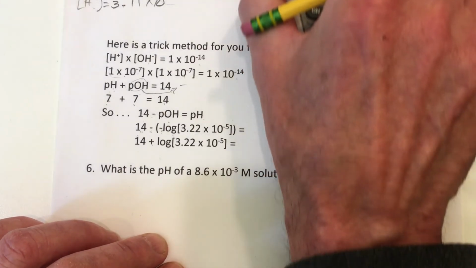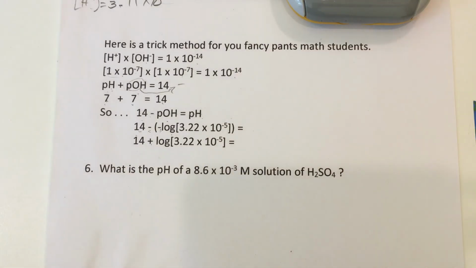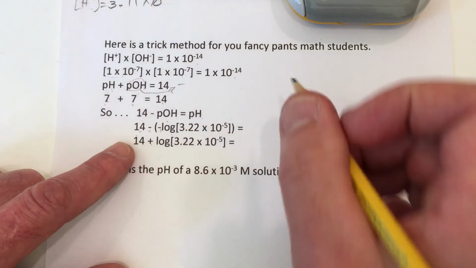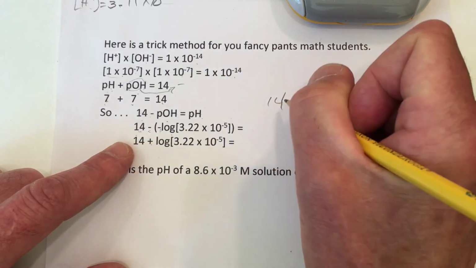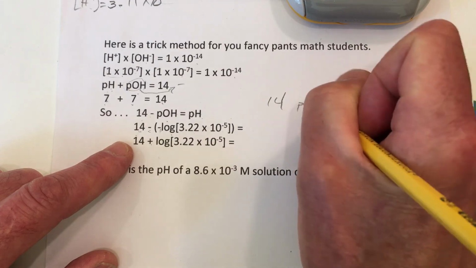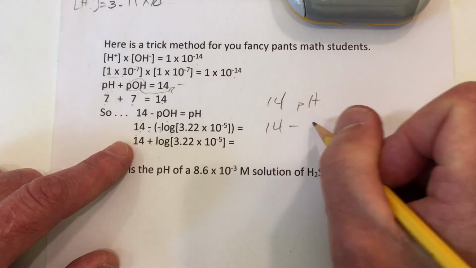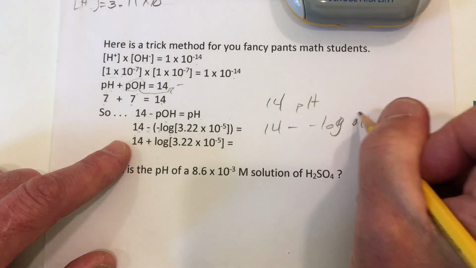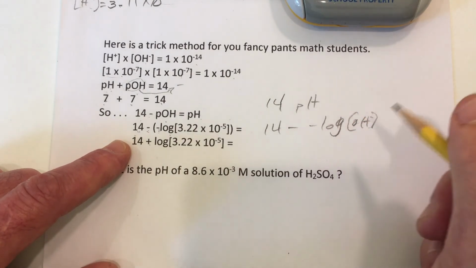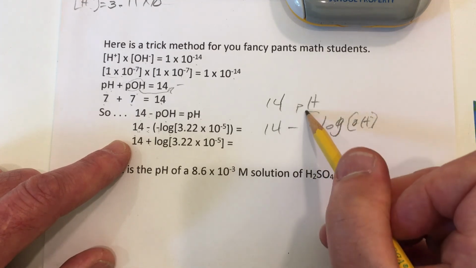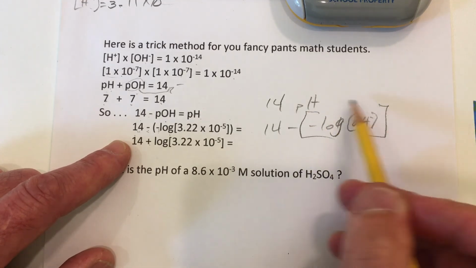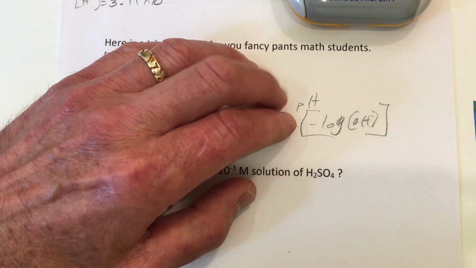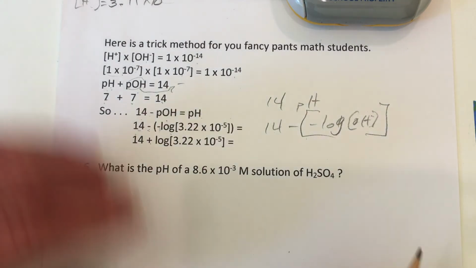All right. So kind of a fancy pants way to do that. If you'd like, you can just remember to do 14 minus pOH, which is 14 minus the negative log of the OH concentration. And so just do two problems. Do this problem first, and then subtract that answer from 14. Because remember, doing that actually gives you a positive answer, and you'll get your correct answer.